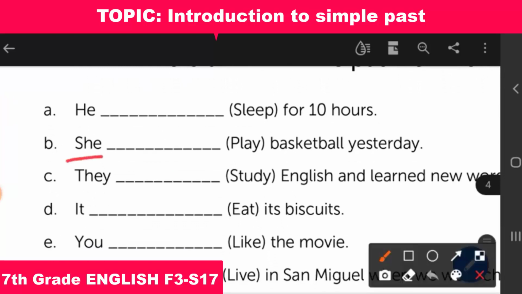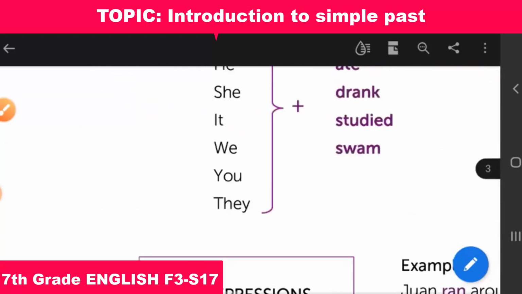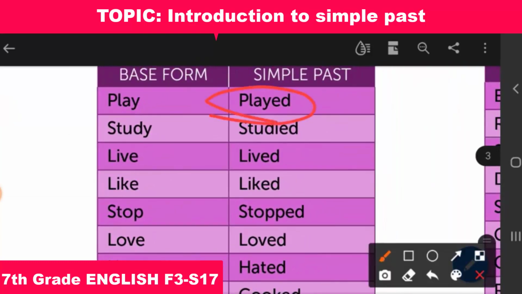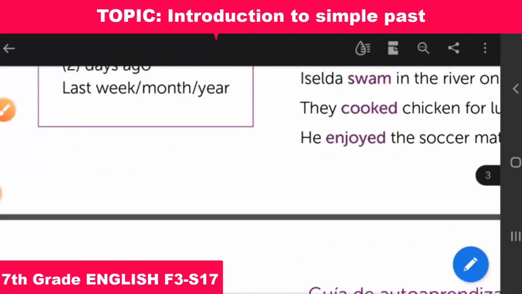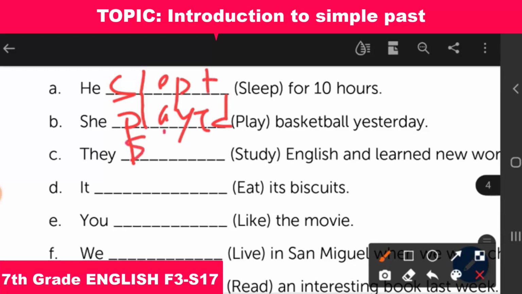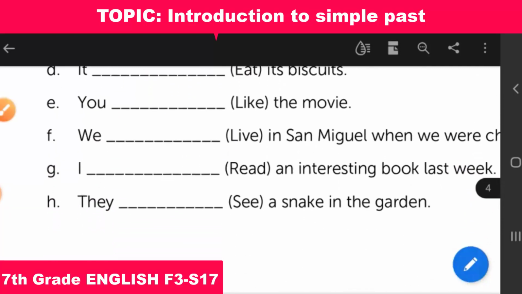Next, she play is in present. In past, she played, in past is played. So she played basketball. Now let's continue. They studied English, okay? It ate biscuits, okay? And you continue.